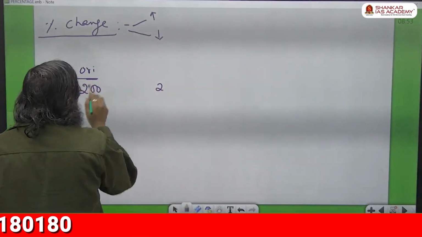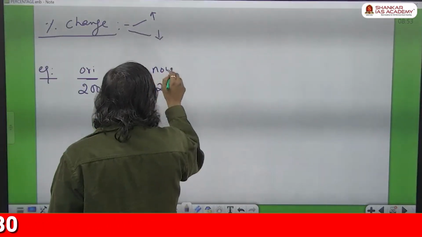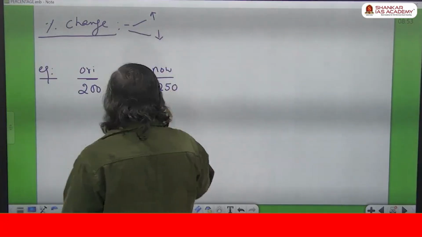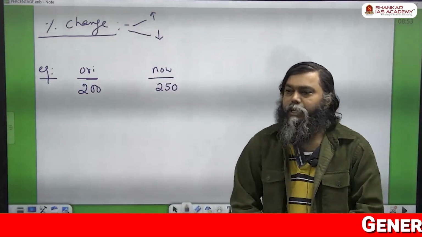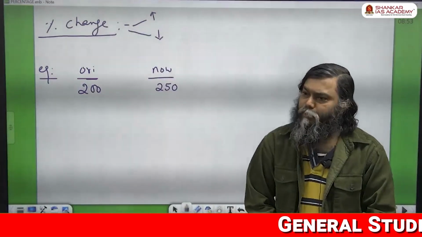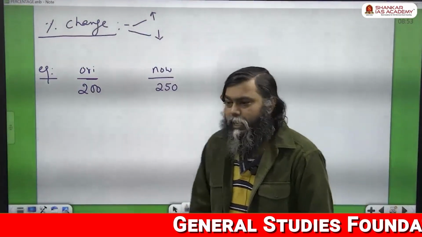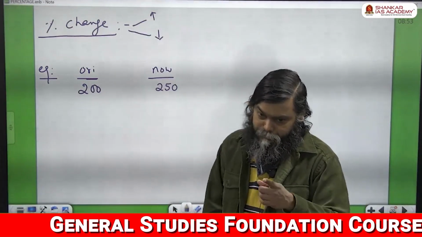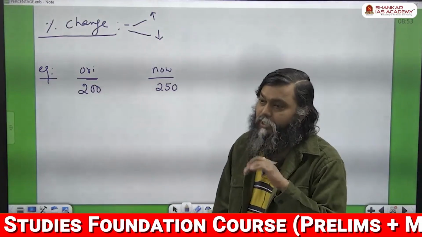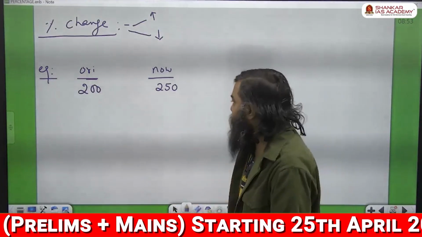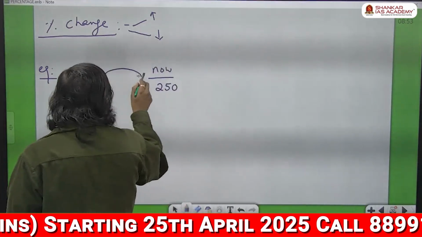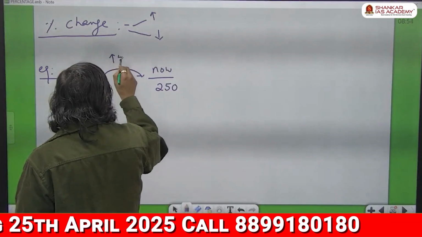Originally, my income is 200 rupees. My income now becomes 250 rupees. Do you understand this? Initially, how much is my income? How much is it now? What happened to my income? I am not asking how much. It increased. Answer my question: what happened to my income? It increased. By how many rupees? It increased by 50 rupees. Do you understand or not?